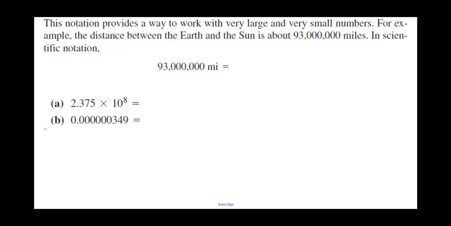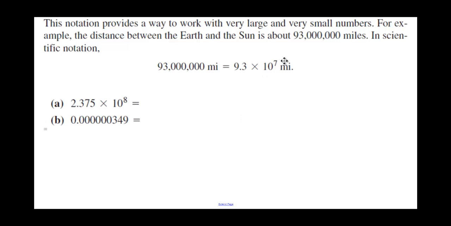So here's a couple of examples. Let's work the first one together, and then you can do A and B on your own. It says the distance between the Earth and the Sun is about 93 million miles. How do we write 93 million in scientific notation? Well, where are we going to put our decimal point for this number to be between 1 and 10? The decimal has to be between the 9 and the 3. So that would be 9.3.